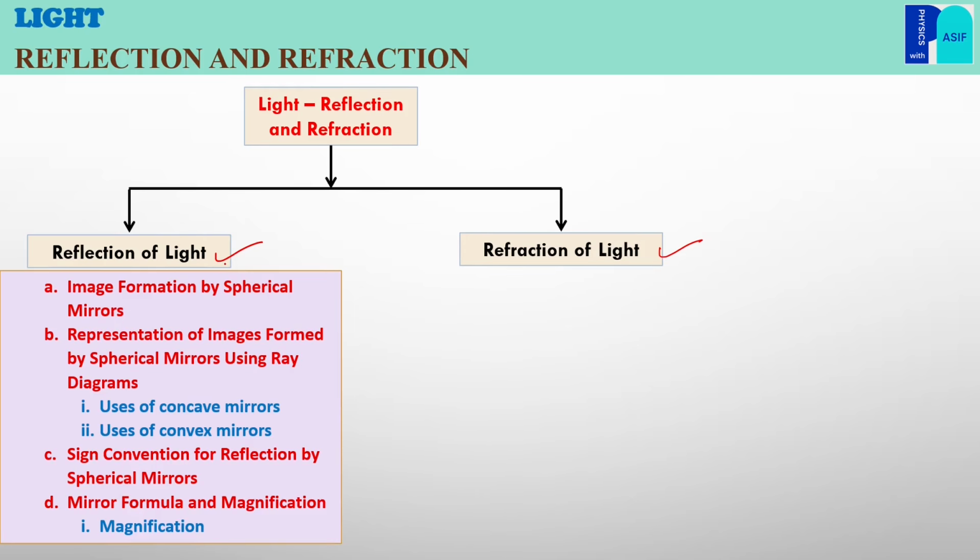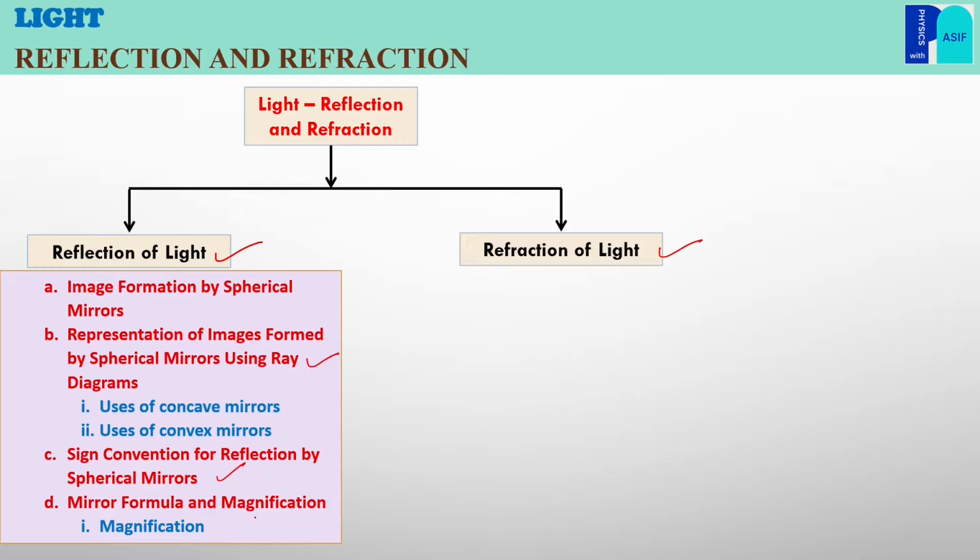Under reflection of light, we learn about the spherical mirrors and the important terms related to them. Image formation by spherical mirrors using ray diagrams. That means how the position of the object affects the nature and position of the image. That is, the image formed, whether it is a real one or the virtual one, erect or inverted, magnified or diminished. And then the sign convention for spherical mirrors, the mirror formula and magnification for spherical mirrors. All of these concepts will be studied for both concave and convex mirrors.